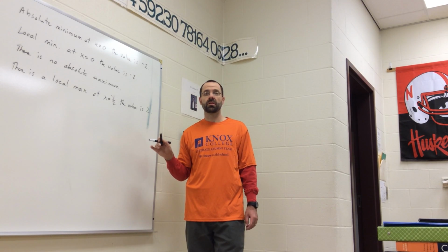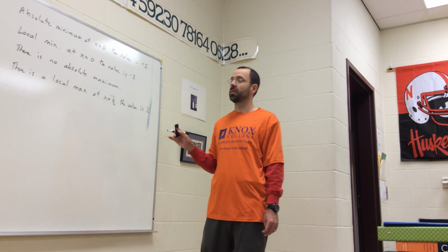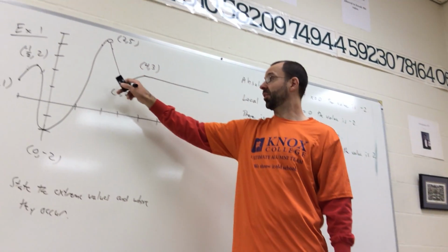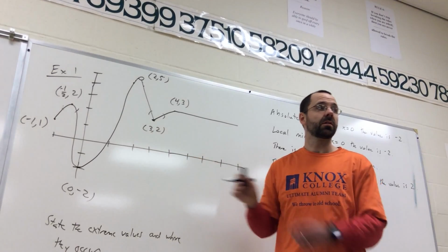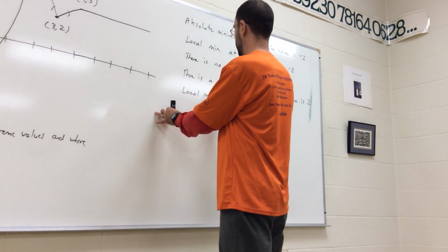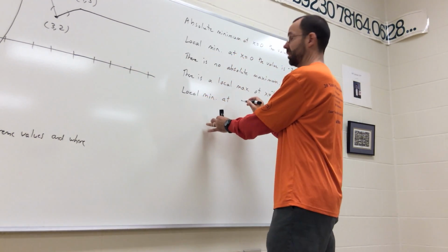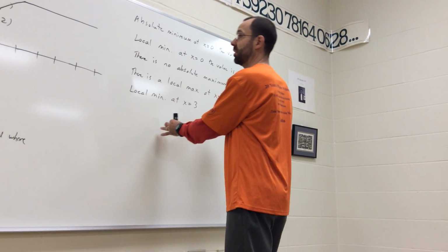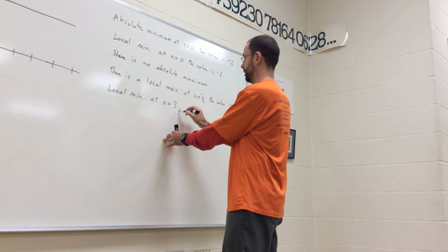Okay, good. This is a local min because it's lower than all the points near it. So local min at x equals 3, value is 2.